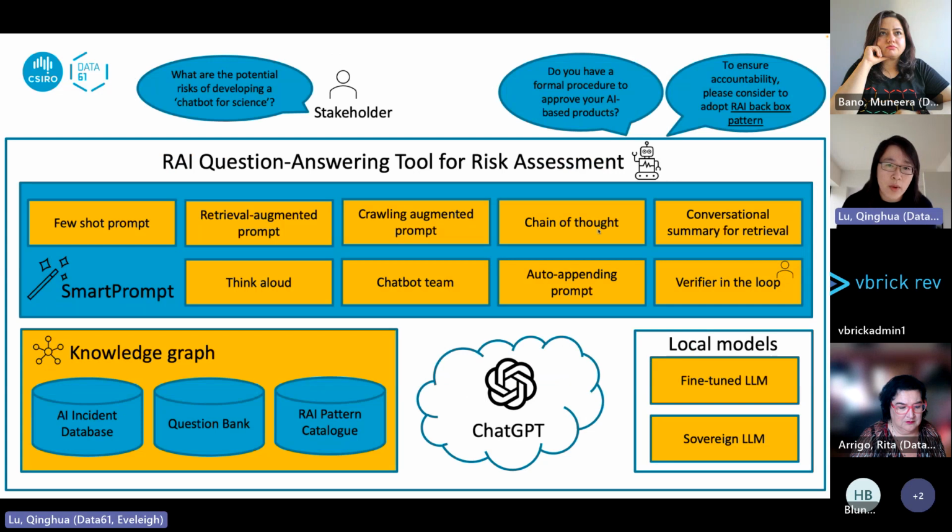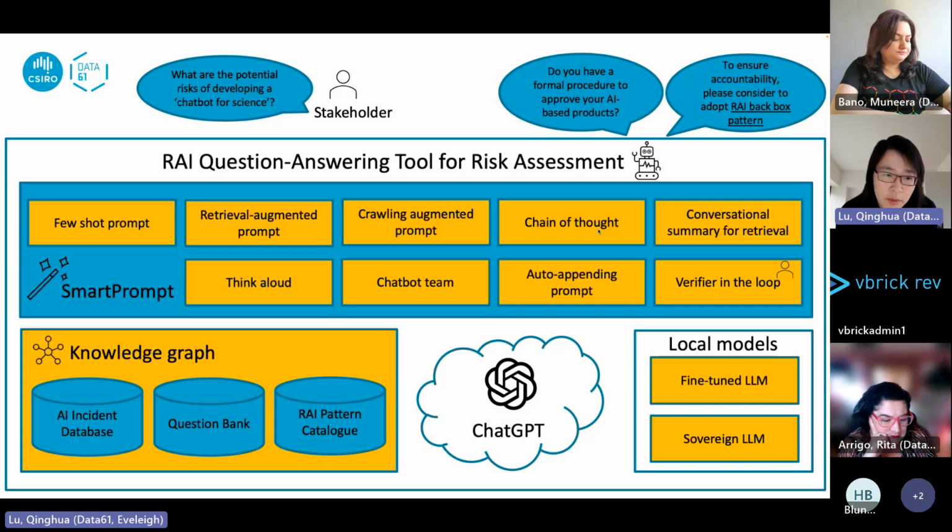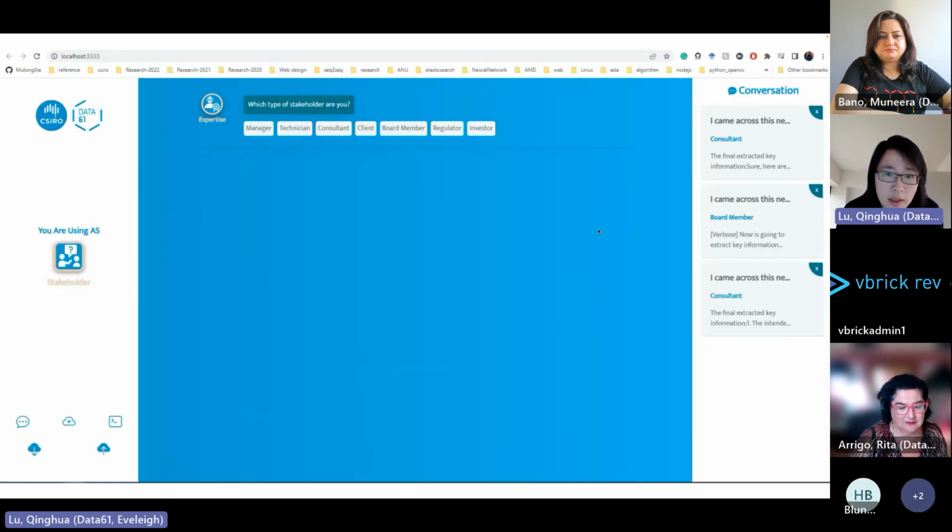And we are also developing a question answering tool for AI risk assessment. To support the conversation, we have built a responsible AI knowledge graph, which includes the AI incident database, the question bank, and our pattern catalog. And the current version is built on top of ChatGPT. We have adopted some prompting patterns in our design to ensure the quality of the conversations. But we plan to use the conversation data as training data, so we can later have our own fine-tuned local model to support the tool. And here is a demo for this tool.